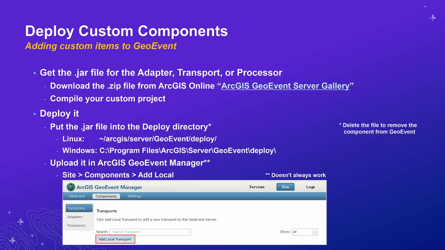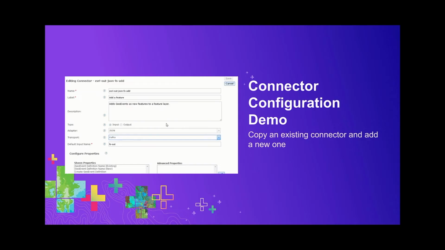Please also note that in order to remove a custom component from GeoEvent, you must delete it from the deploy directory. There is no GeoEvent Manager method for removing custom components. And with that, let's go ahead and take a look at a demo of how we can create a custom connector and import custom components.